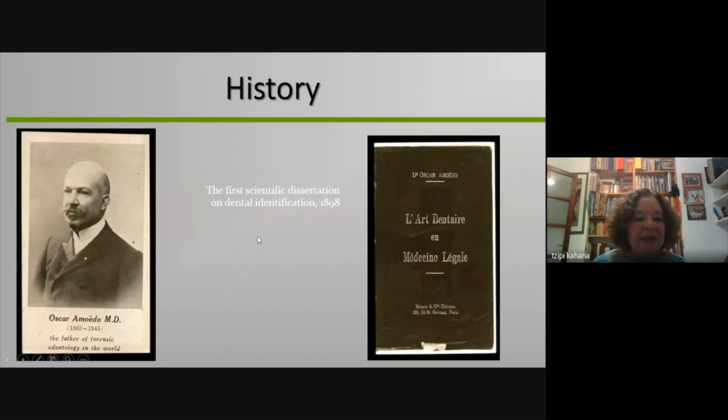Just a little bit of history, not even 1 second. Oscar Amadeo is considered the father of forensic odontology. He wrote his dissertation in 1898 about the importance of odontological data within the medical legal system, and many of the things he claimed in the 19th century we are facing still today. For instance, the issue of the nomenclature.